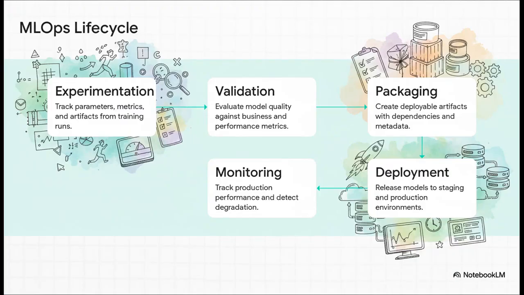So the MLOps lifecycle can be broken down into these 5 core stages. First, you have experimentation, which is where you try things out, but, and this is key, you track everything. Then you move to validation to prove the model actually works. After that, you package it all up, deploy it so it can do its job in the real world, and finally, you keep a close eye on it with monitoring.